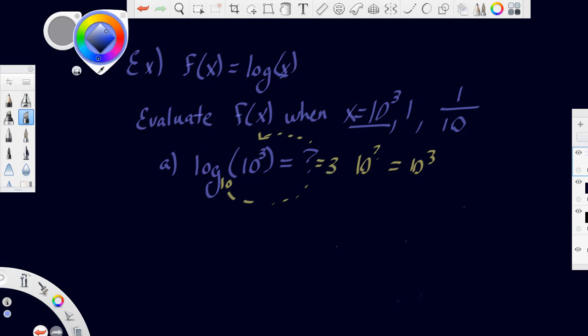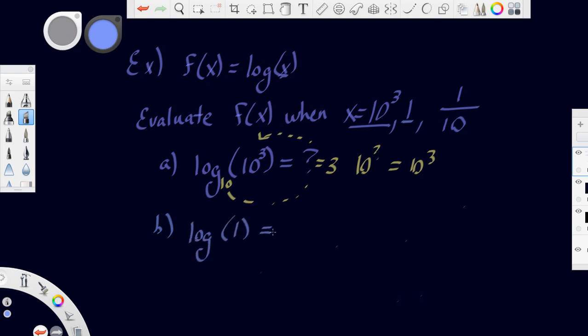Now for the next one, we're going to plug 1 into our function. We're going to have log of 1. Again, the implied base is 10. So what power do I have to raise 10 to in order to get 1? Well, I would have to raise it to the 0 power, because anything to the 0 power gives you 1.